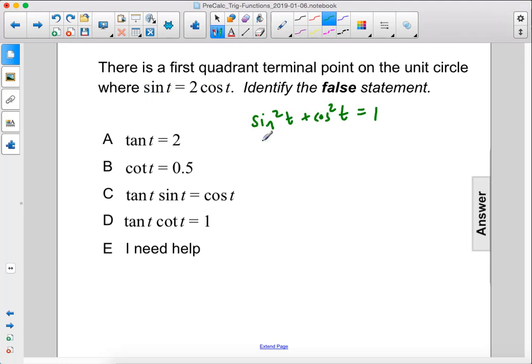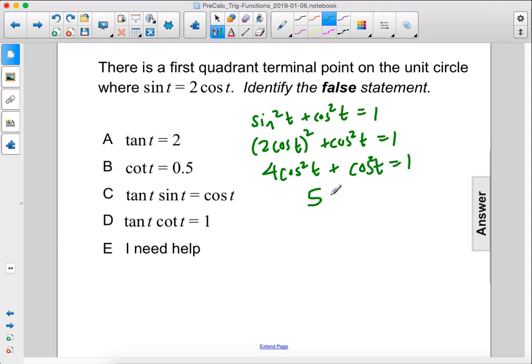So this becomes (2 cosine t) squared, because it's squared, plus cosine squared t equals 1. Once we square this, it becomes 4 cosine squared t plus cosine squared t equals 1. Add those together, that's 5 cosine squared t equals 1. Cosine squared t equals 1/5. Cosine t equals 1 over the square root of 5.